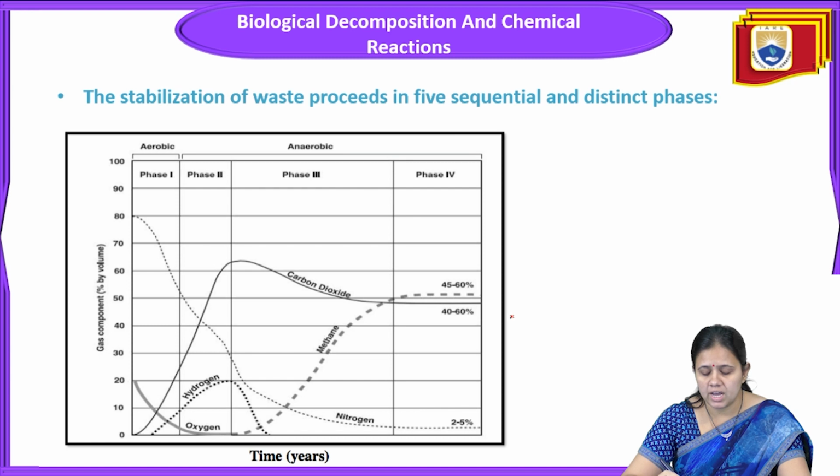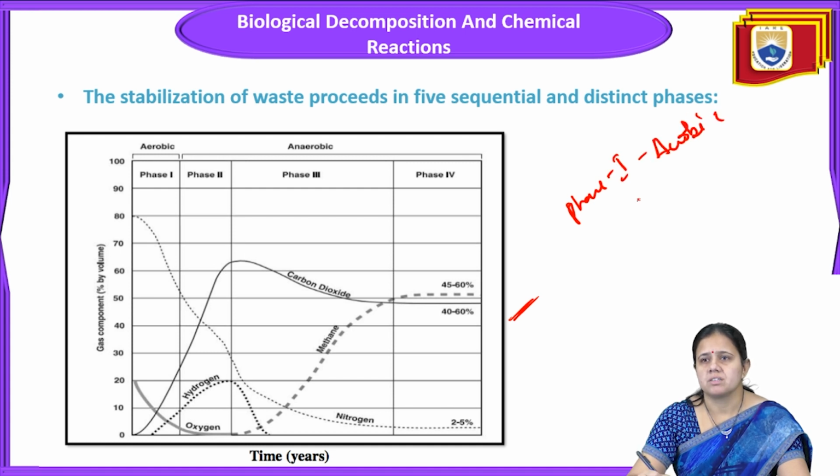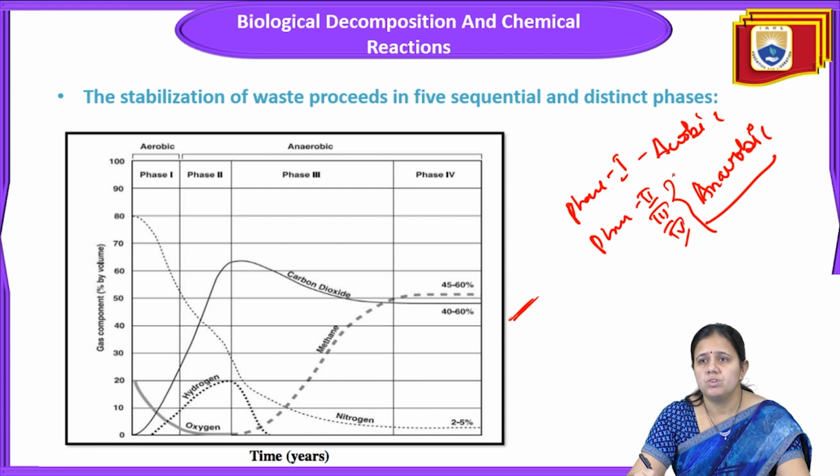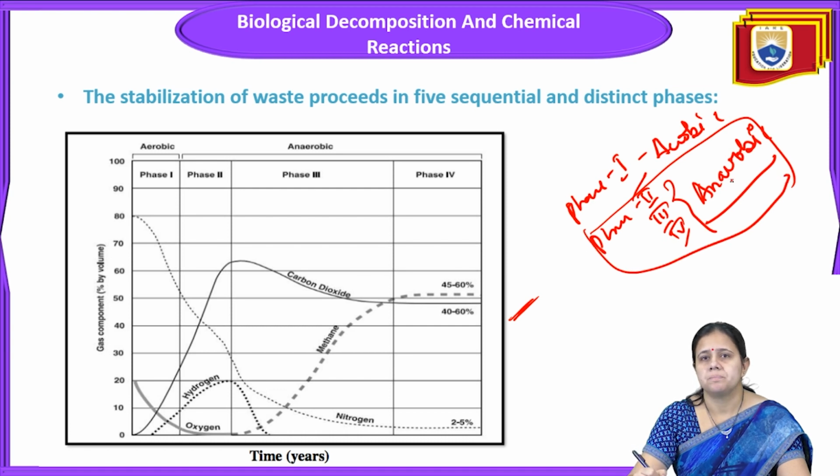So this chart I have already discussed in many lectures, like the 5 sequential steps and distinct phases. Phase 1 is the aerobic phase, and the rest of the phases are anaerobic. Phases 2, 3 and 4 are all anaerobic phases. In the starting only they will have some amount of oxygen, which they will utilize in phase 1 only, and the rest of the phases are all in the absence of oxygen.